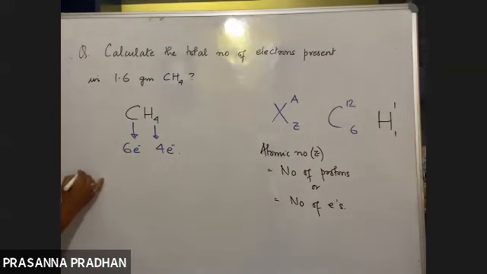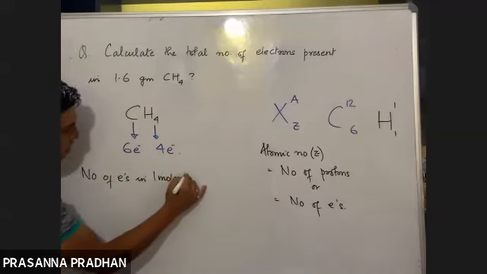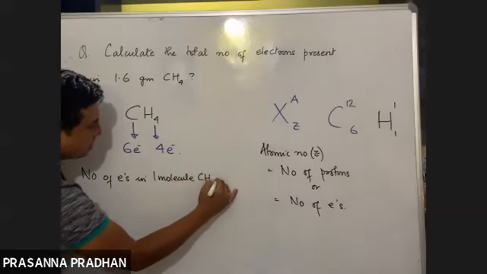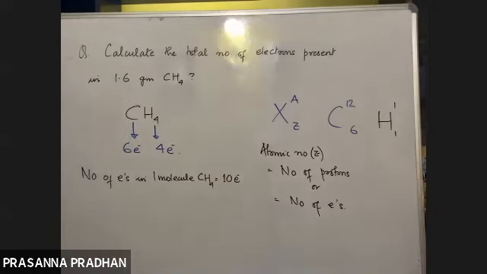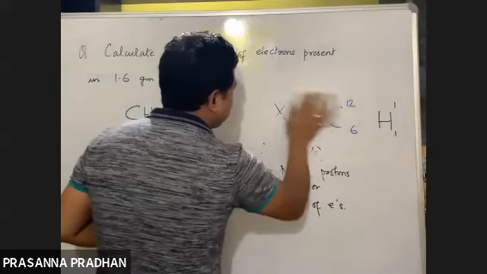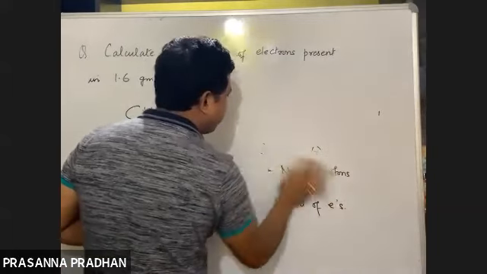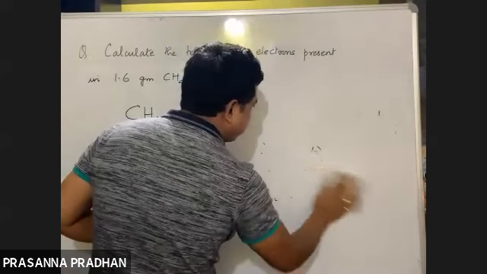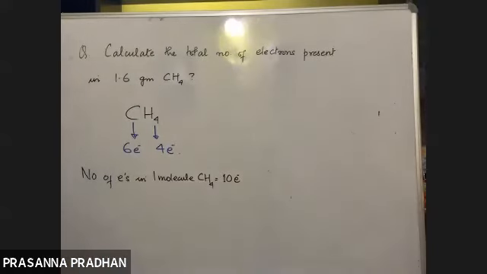That means the number of electrons in one molecule of methane is equal to what? There are 10 electrons. So one molecule of methane contains 10 electrons. We can get this information from the atomic number. So one molecule of methane contains a total of 10 electrons. Now you are supposed to find out the number of electrons in 1.6 gram of methane.